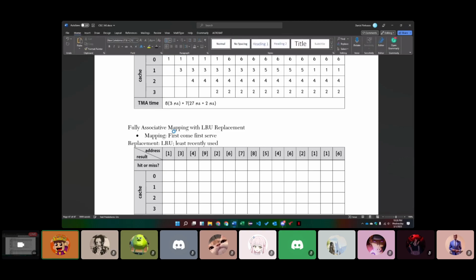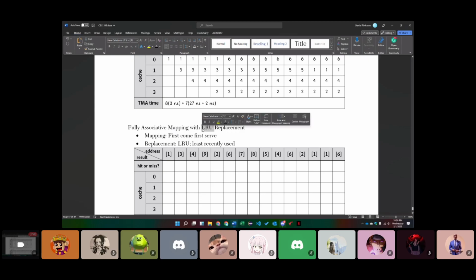Again, fully associative, first come, first serve. That's what he means by OPT is optimal. It's not a real algorithm. It's for benchmarking, like, what is the best? It's ideal, but it's not realistic. Okay.